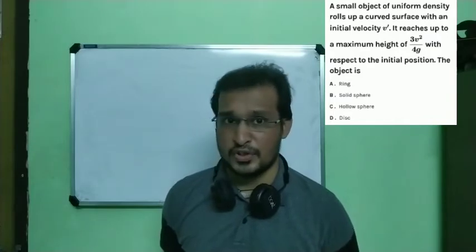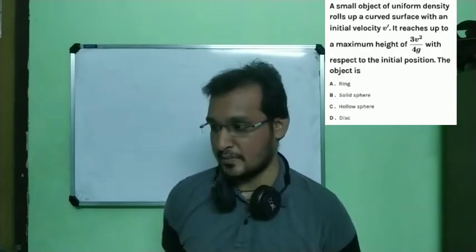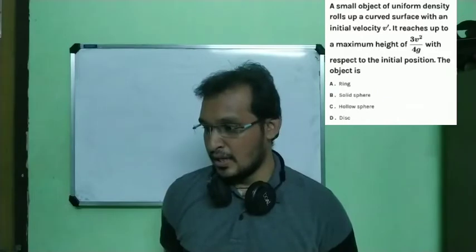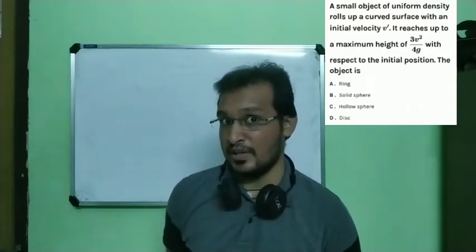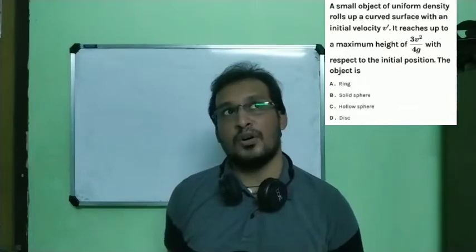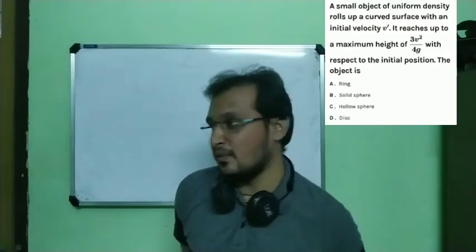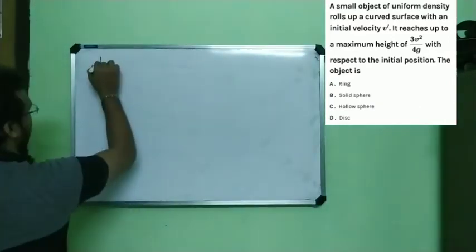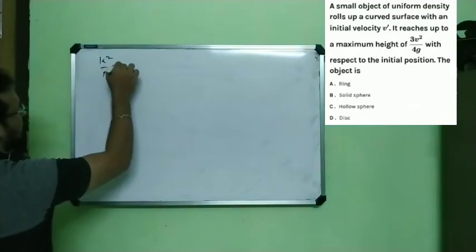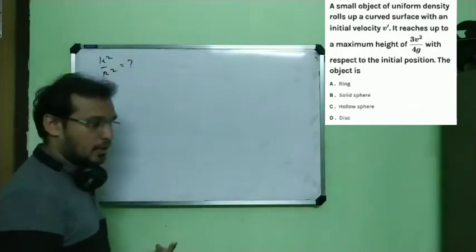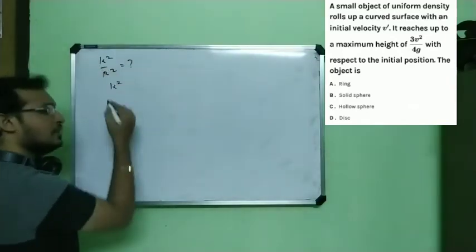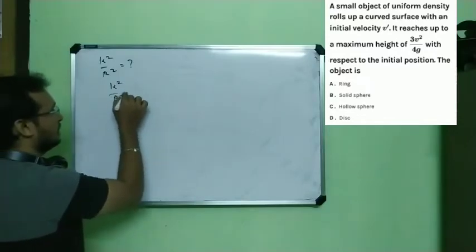So these types of questions are regularly asked in many competitive exams like NEET, JEE, KEAM, etc. We have to find which type of object this is. When they are asking what the object is, or what the shape of the object is, you have to check the value of k square by r square. Find the value of k square by r square. Learn by heart the value of k square by r square for important shapes.